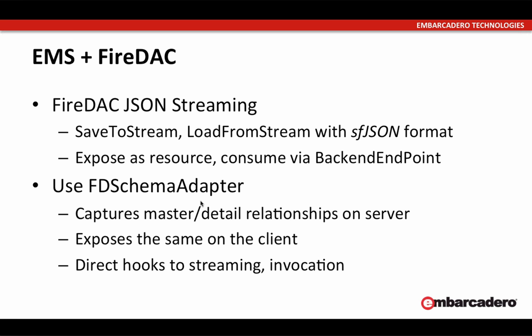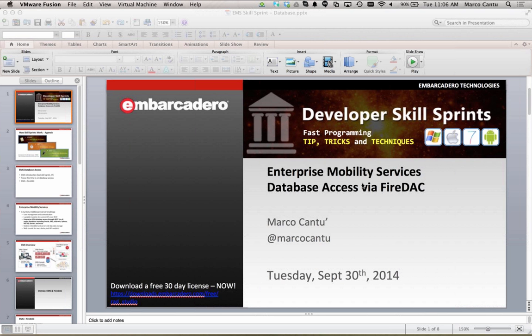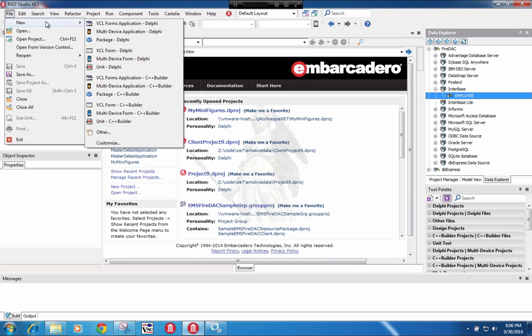I'm going to show you 2 demos. The first one will be kind of handmade, step-by-step, focused on the FireDAC JSON streaming capability as a way to expose resources from a server, expose a database table from the server, and then consume it in a client using a backend endpoint connection. The next demo will step up and use another very powerful component, which is the FD Schema Adapter, but there we'll only see the end result. Okay, so let's get started.